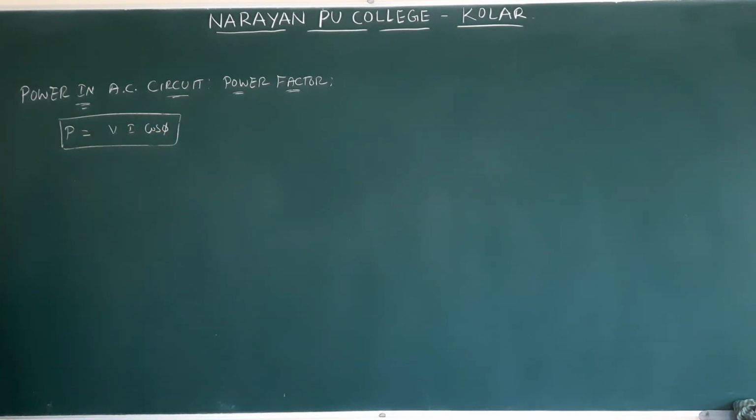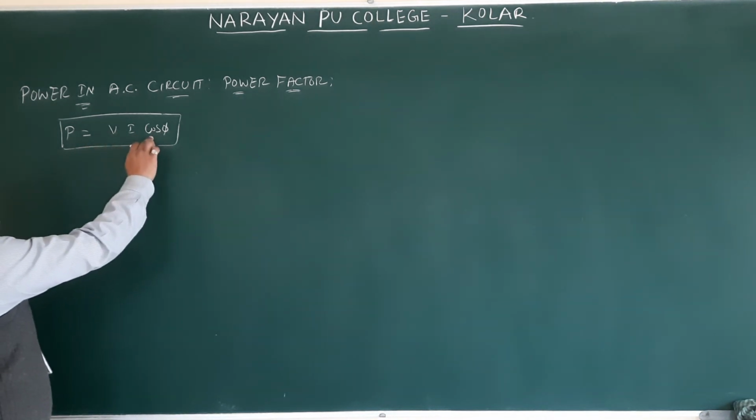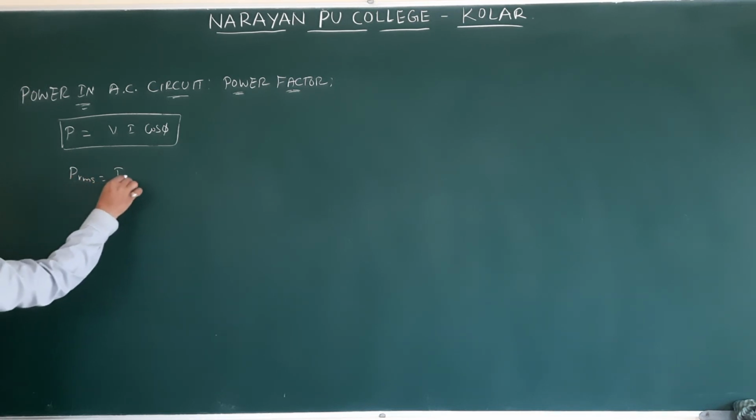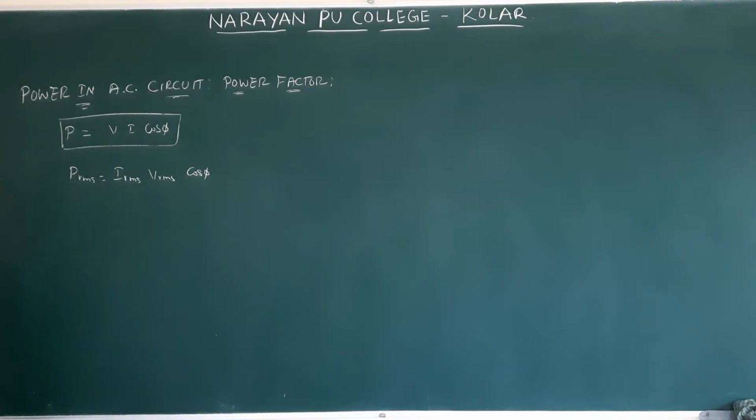For the power in AC circuit, only the equation is required, derivation is not required. So P = VI cos phi, only the expression is required. Here V is the AC source voltage, I is the alternating current, and cos phi is the power factor. In the LCR circuit, do you remember? cos phi is equal to R by Z. This is the average power or RMS power, as they will say. P_RMS is equal to V_RMS I_RMS cos phi. So it is our average power.